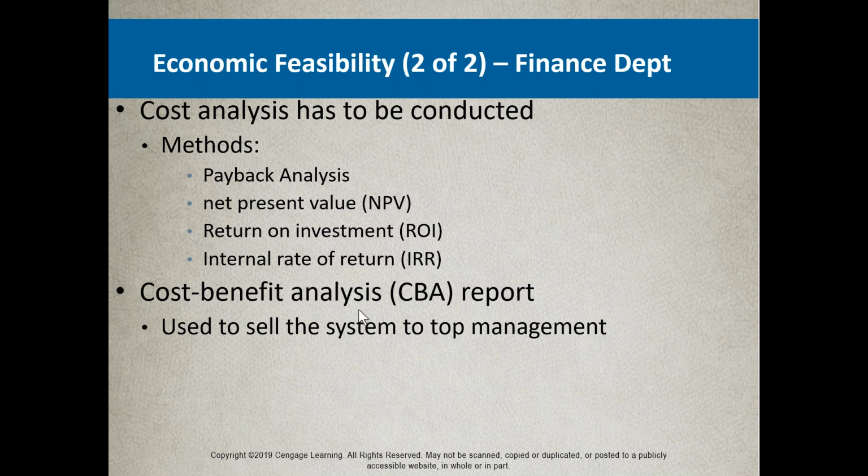Cost benefit analysis, or CBA report. Now this is a cost: how much does it cost for the benefit you're going to get? And you want to put that in a quantifiable way to show management. So what you're doing here is basically selling the system to the top management. You're trying to say to them, hey, in this early planning phase, this is why I need a go decision on implementing a new system, because the benefits are going to far outweigh the amount of money we're going to spend.